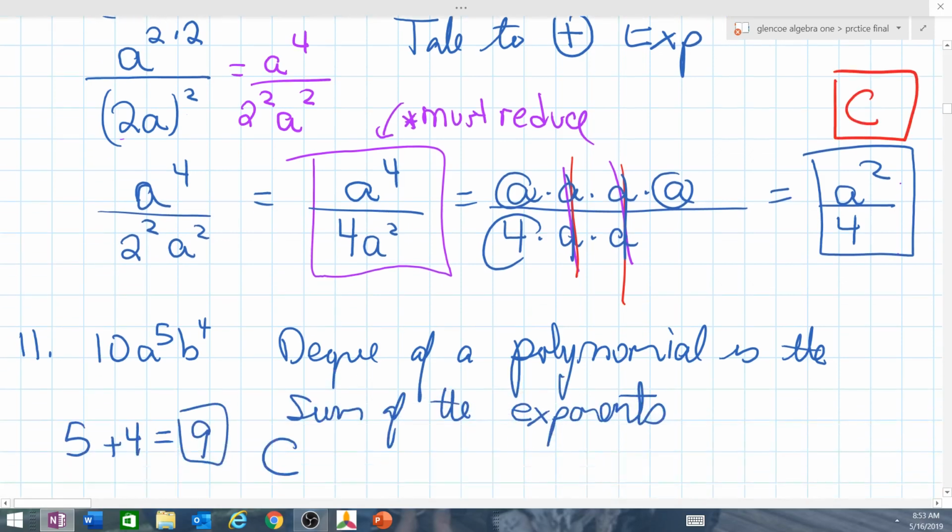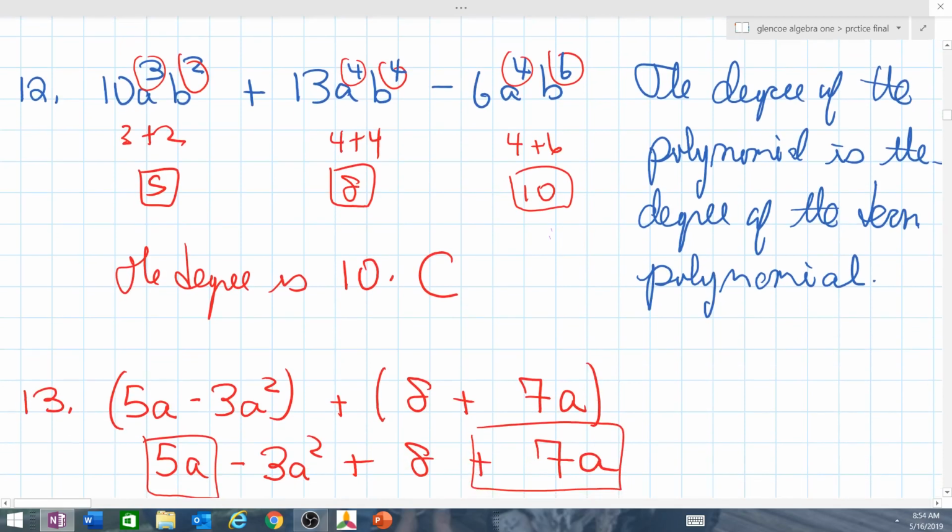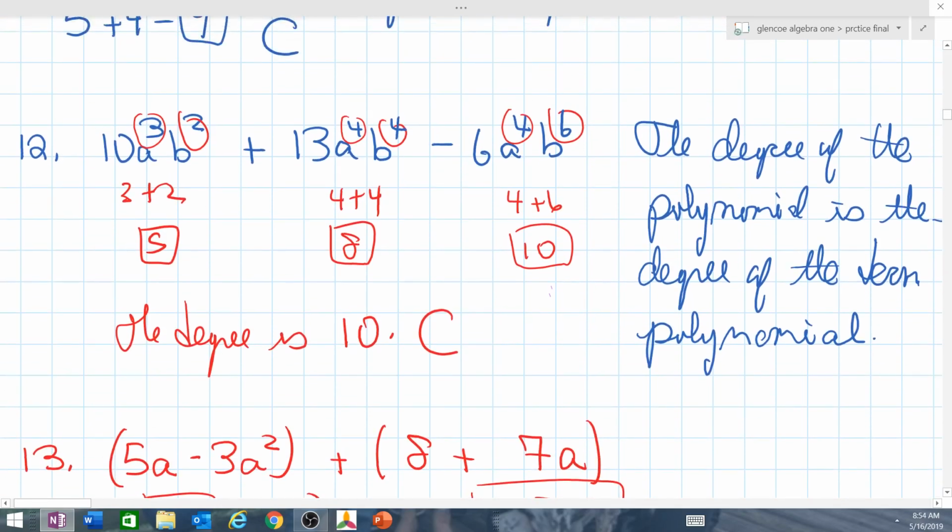Yes? Again, the degree of the polynomial or the degree of a term, you just add up the exponents. The degree of a whole polynomial, you find the degree of each term. The degree that's highest becomes the degree of the whole polynomial. So number 12, 3 plus 2 is 5, 4 and 4 is 8, 4 and 6 is 10. Ask yourself which is the biggest number, 10. That becomes the degree of the polynomial.